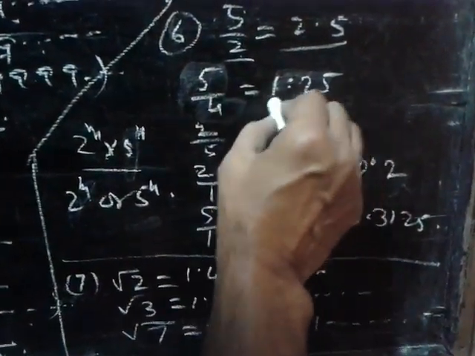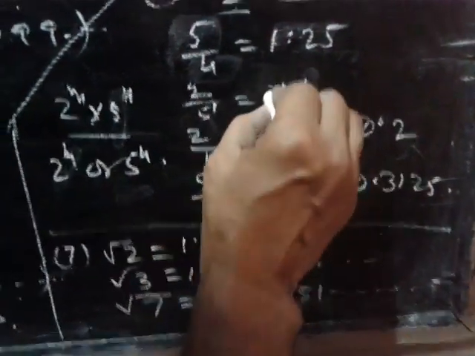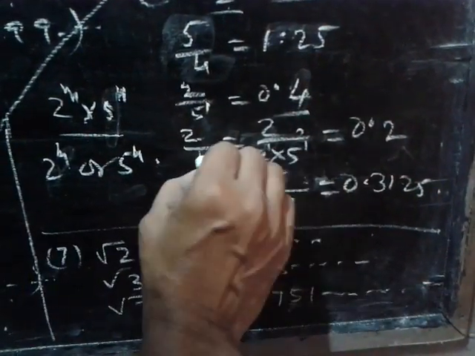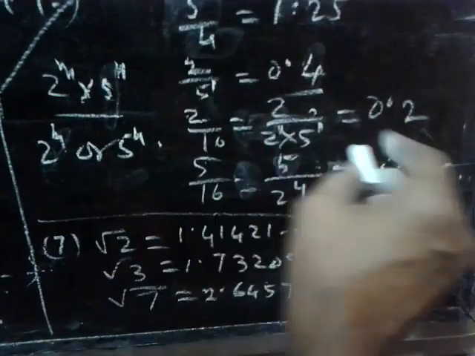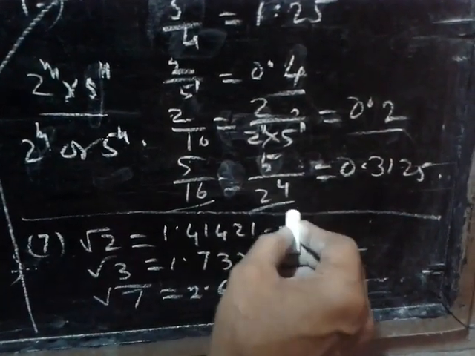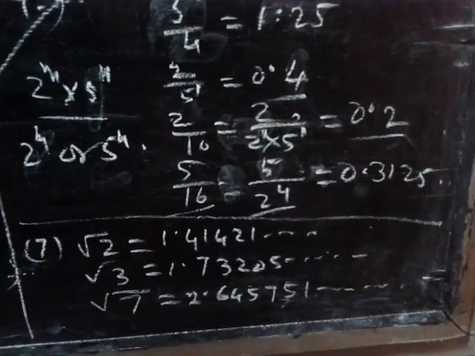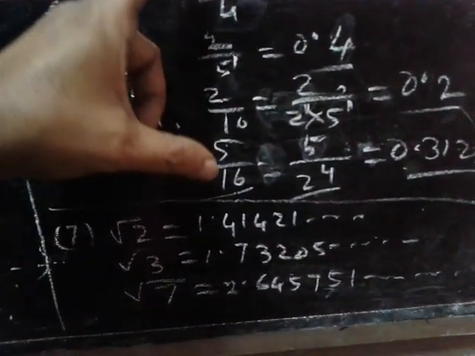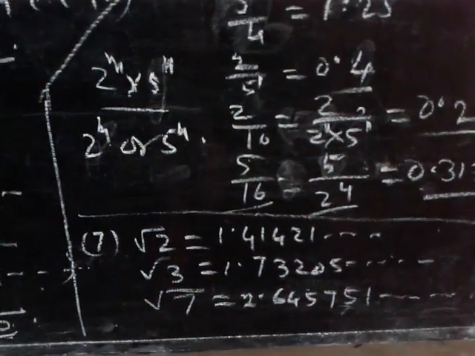See here, 2 by 5 is like this. This is 5, that is, the power is 1, so it will terminate after 1 digit. 10 is also the same, 2 power 1 and 5 power 1, so it will terminate after 1 digit. 16 is 2 to the power 4, so the decimal will terminate after 4 digits. In this way you can find out after how many digits it will terminate.